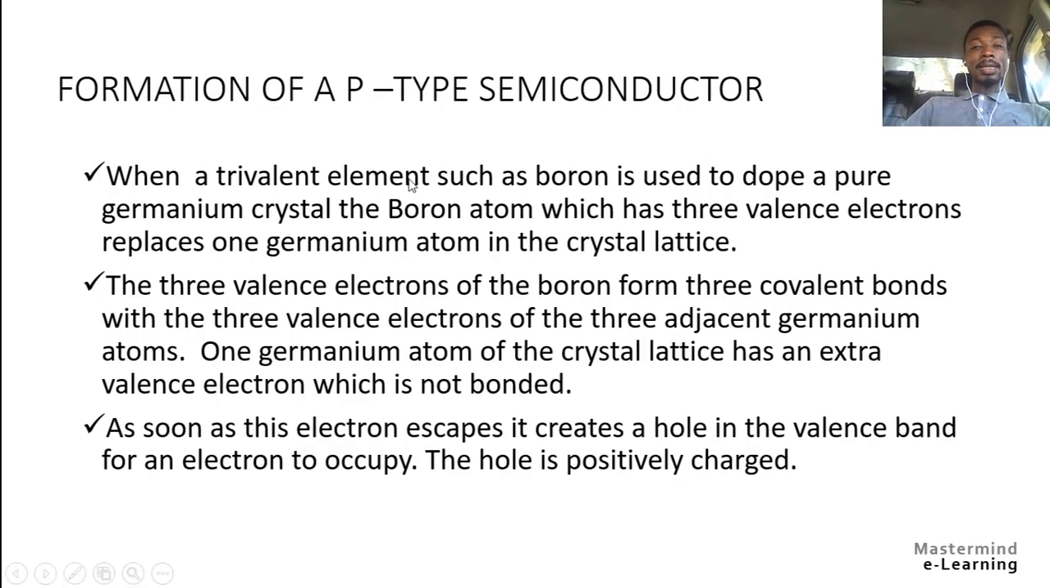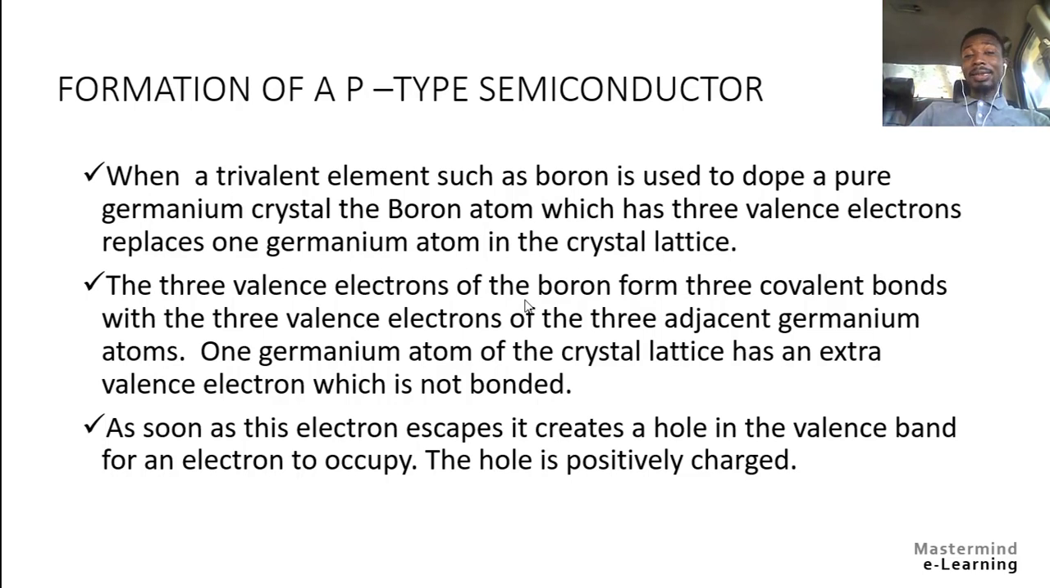When a trivalent element such as boron is used to dope a pure germanium crystal, the boron atom, which has 3 valence electrons, replaces 1 germanium atom in the crystal lattice. The 3 valence electrons of the boron form 3 covalent bonds with the valence electrons of the 3 adjacent germanium atoms. 1 germanium atom of the crystal lattice has an extra valence electron which is not bonded.